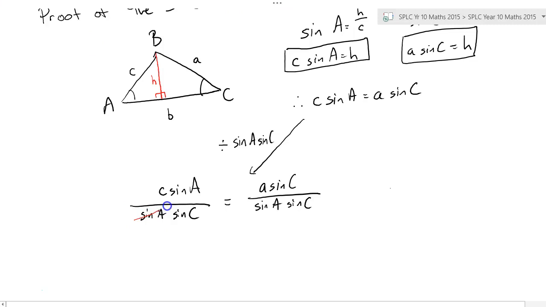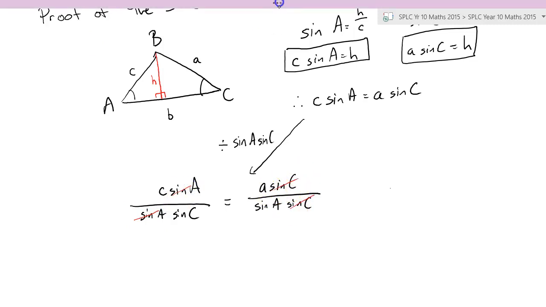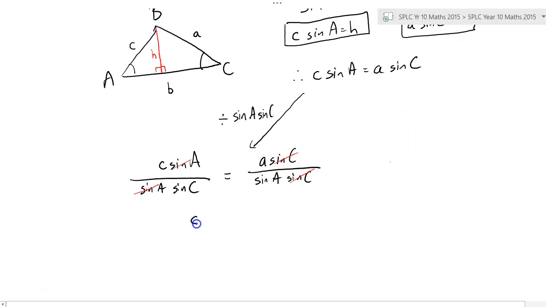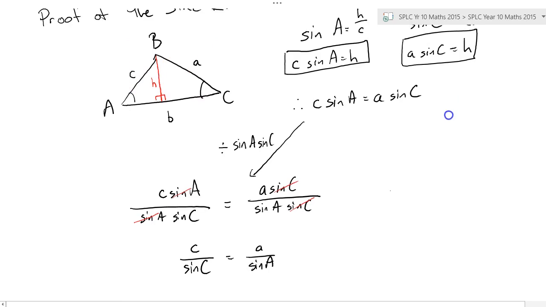So on the left hand side that's sine A and sine A. On the right hand side it's sine C and sine C. And lo and behold, I am left with c over sine C equals a over sine A, which we recognise as two thirds of the sine rule. Of course, if I wanted to get b on sine B, I could just turn that height around and apply it either from angle C or angle A, and I'd be able to show that that's true in all cases.